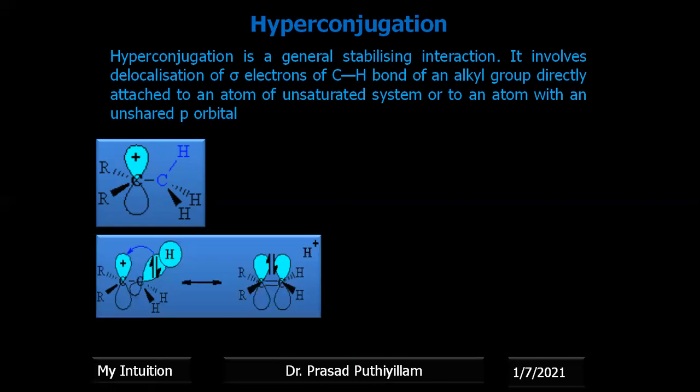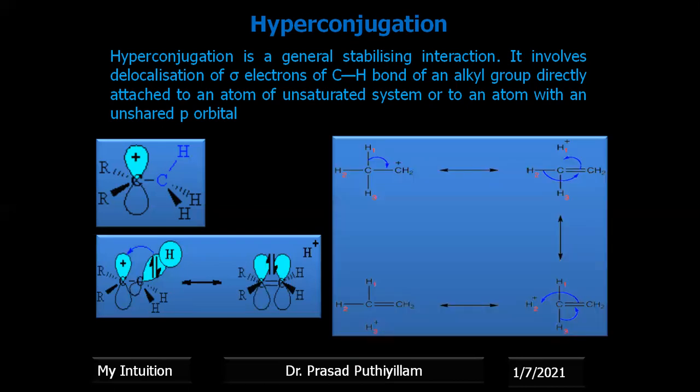So that stabilization is represented here. The shared electrons of the sigma bond are shared with the positive charge, and hydrogen will get a positive charge. In this representation, there was a bond that is now not there, therefore we also call it double bond, no bond resonance. It is represented in another way here, that is, three hydrogen atoms which can form hyperconjugation to stabilize the positive charge on that CH2 plus. That positive charge can be stabilized or neutralized.